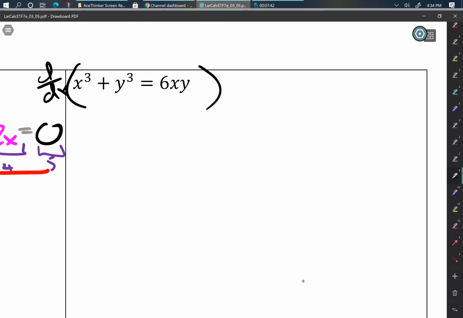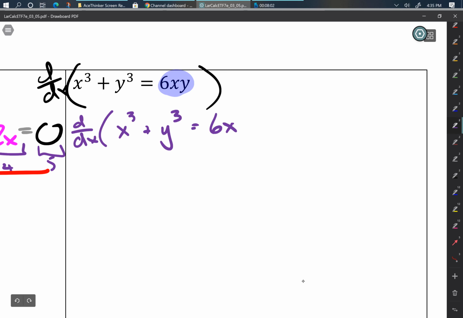I do notice something else about this one. The right-hand side is actually a product. So if I were to write this one out a little more cleanly and clearly, I would say that we are taking the derivative with respect to x of x cubed plus y cubed is equal to 6x times y. And that way over there on the right-hand side, I see that product rule of u times v a little more clearly. So I'm going to go ahead and take the derivative.